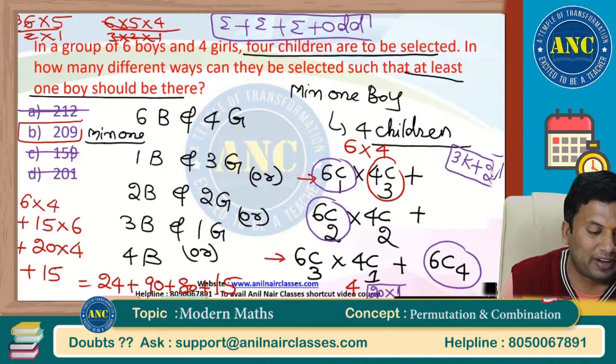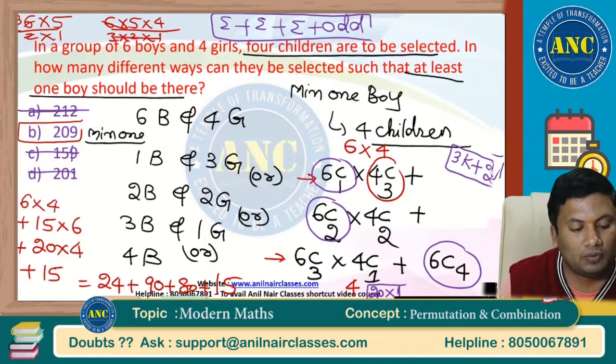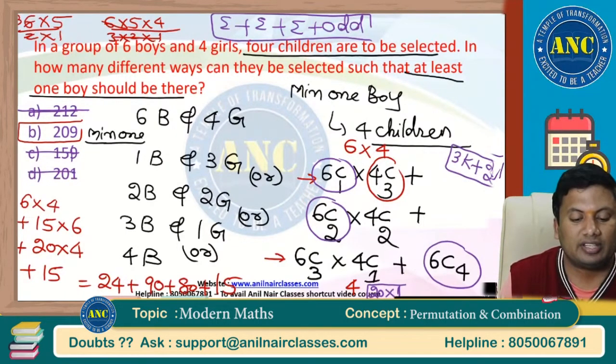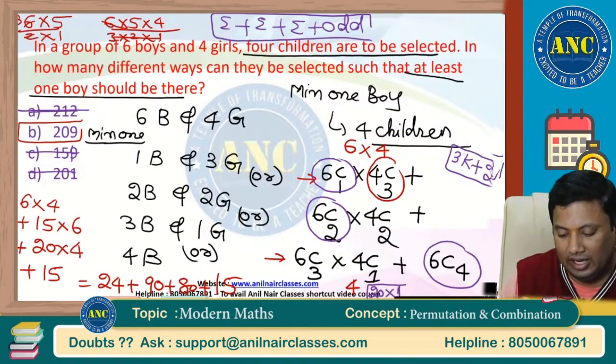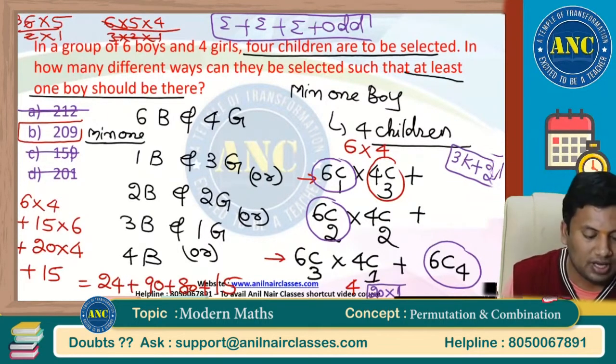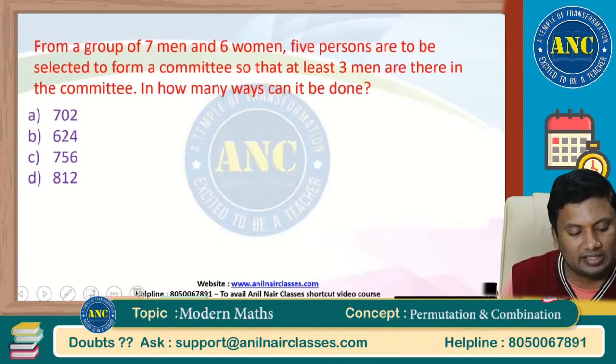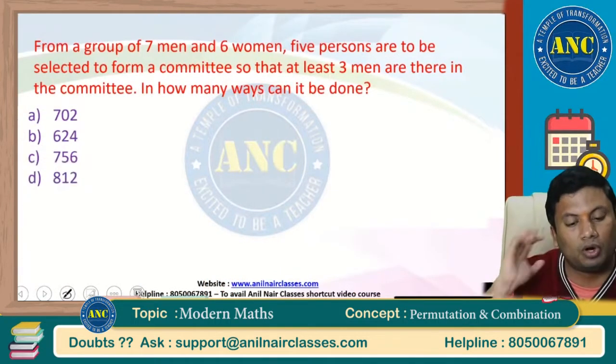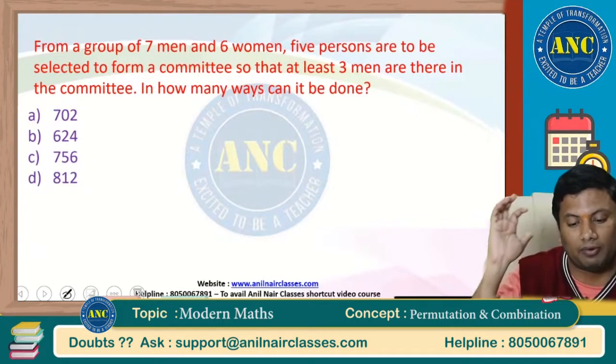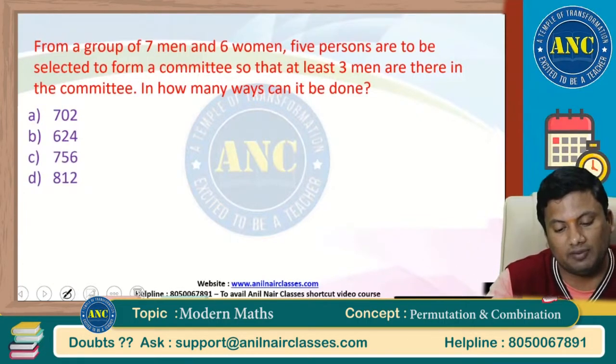159 is perfectly divisible by 3. 201 is perfectly divisible. The answer is nothing but 209. These are perspectives of solving the problem. Whatever you solve, then go by the answer options. The answer for this question is 209. I hope the idea is clear. The more and more you solve with Anil Nair's way of approaches, your time saving will be more.